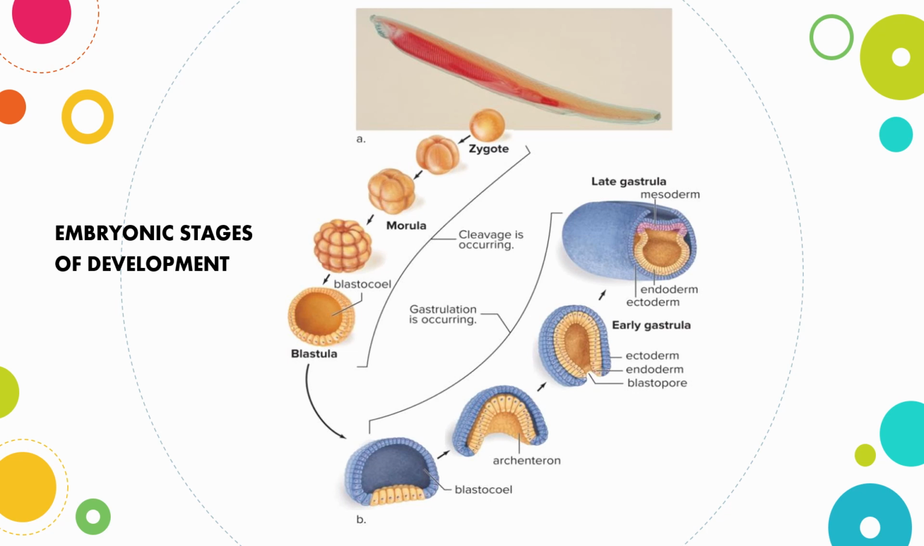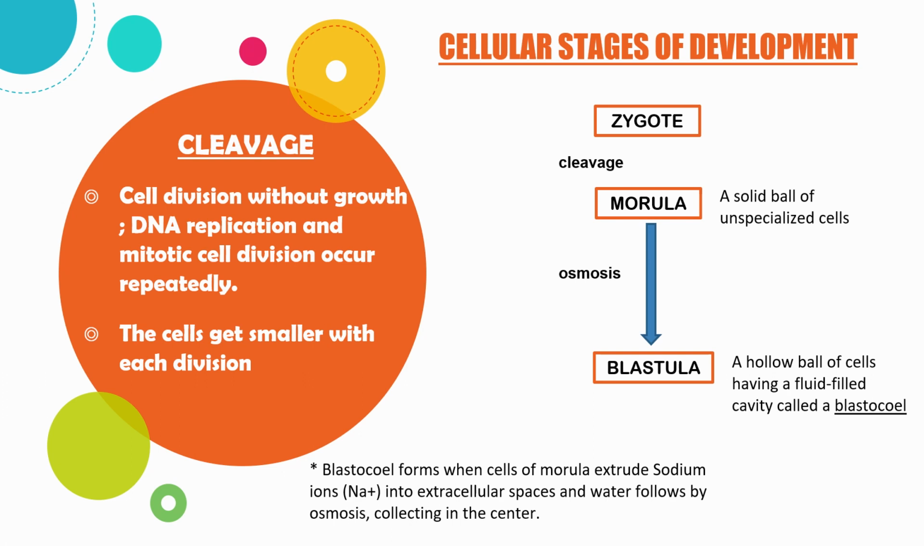From this figure, we can divide it into two parts. At the left side is the cleavage, while the right side, the blue, is where the gastrulation occurs. For my part, I will explain about cellular stages of development. Okay, before I explain further about the flow, what is cleavage?